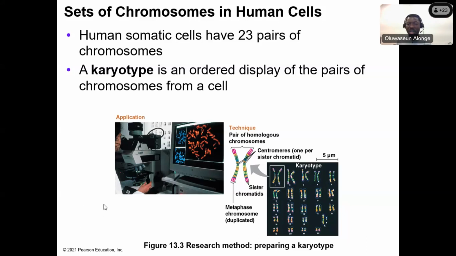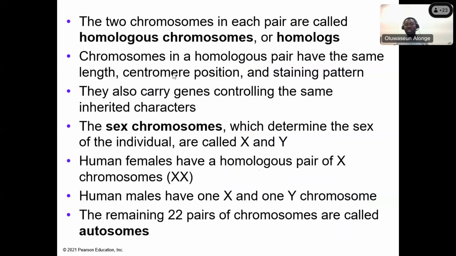So homologous chromosomes simply means that they are in the same position, they have the same size, and most likely the same shape. They have the same set of genes in the same locations. That's what we call homologous chromosomes.